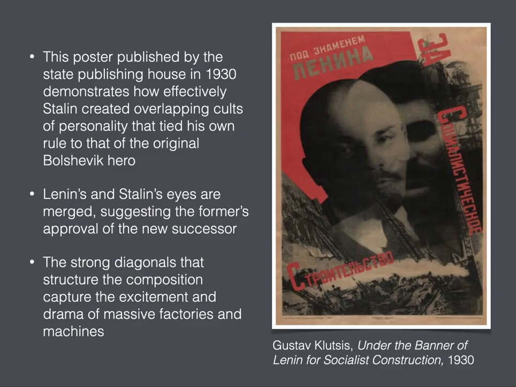This poster by Klutzis, published by the state, demonstrates how effectively Stalin created overlapping cults of personality that tied his own rule to that of the original Bolshevik hero Lenin. Lenin's and Stalin's eyes are merged, suggesting the former's approval of the new successor. The strong diagonals that structure the composition capture the excitement and drama of massive factories and machines, which you can see down here at the bottom. Klutzis felt strongly that only radical new art forms such as photomontage were fit to convey the themes of revolutionary communism.